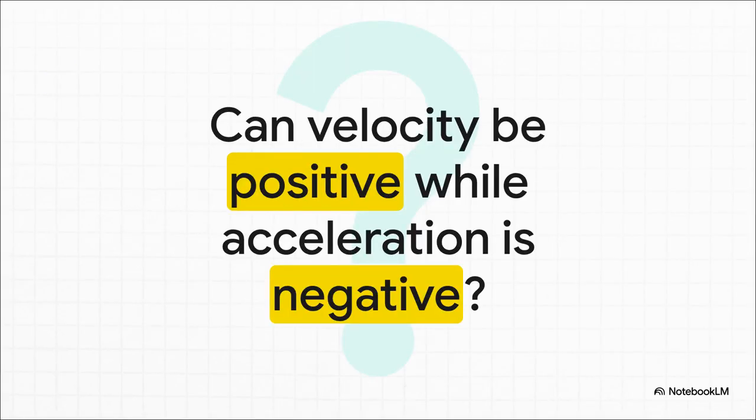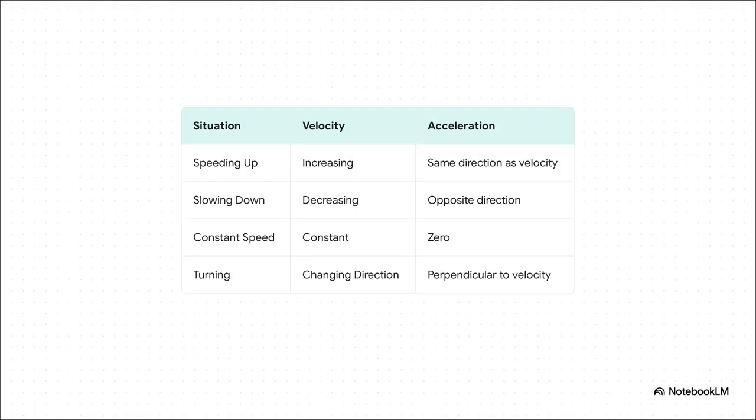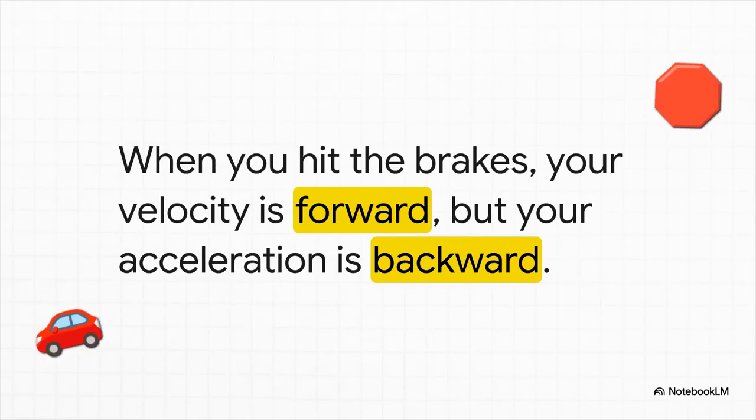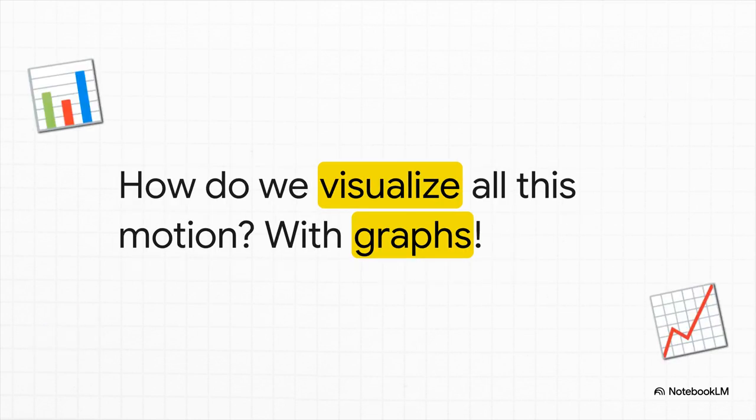Can you have positive velocity but negative acceleration? You bet. They can actually work against each other. Just look at what happens when you're slowing down. Right, when you hit the brakes, you're moving forward, but that acceleration is yanking you backward. So, what's the best way to see all this in action?